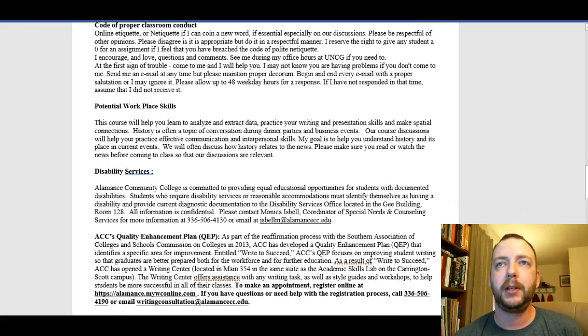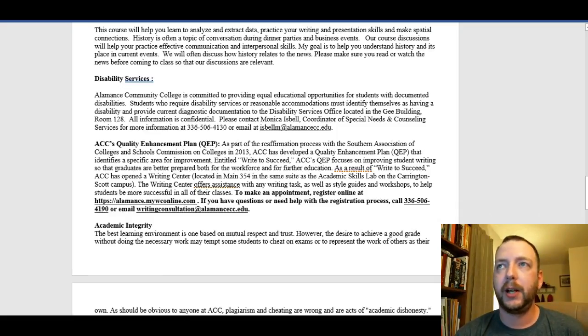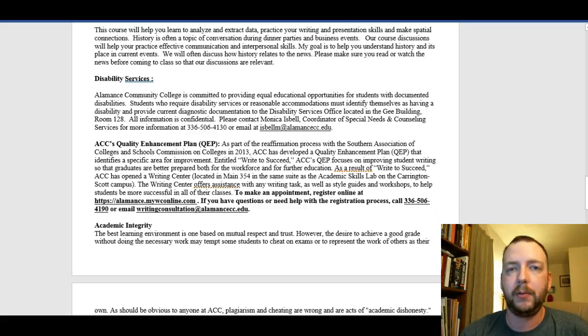So our potential workplace skills, this is stuff that you can use in the real world. You can read through that. Disability services: ACC is committed to providing equal educational opportunities for students with documented disabilities. If you're differently abled in any way, you need to contact Monica Isbell. Her information is here. You can call our office or schedule an appointment by sending her an email. You need to do that if you are differently abled in any way, and she will contact me and we will work out how best to accommodate you that way.